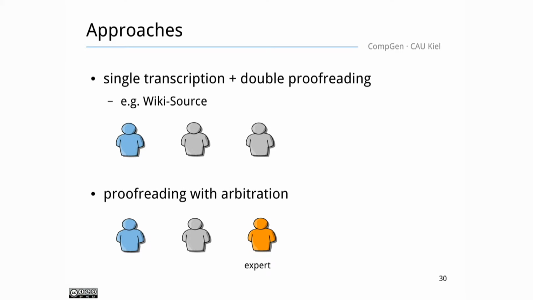This can be extended. Maybe you know this from Wikisource. They use two proofreaders to check the entered data. Or another alternative is we have the transcriber, a proofreader, and if the proofreader spotted some error or some inconsistency, it's given to an expert user who does an arbitration and checks if the transcriber is correct or the proofreader is correct. So those are the single keying approaches.